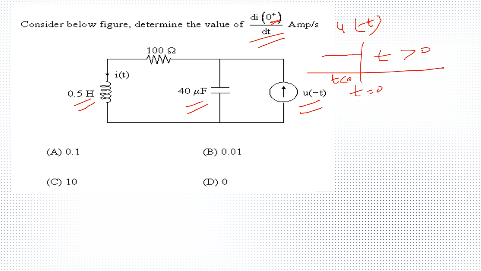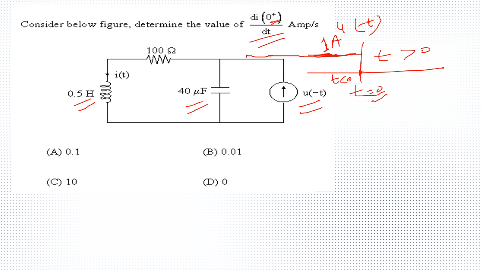So this current source becomes 0 after t equals 0, and before that it has a constant value of 1 amp. That exists for a very long time, because this current will exist forever for t less than 0. So what does that mean? It means that before t equals 0, steady state was reached.